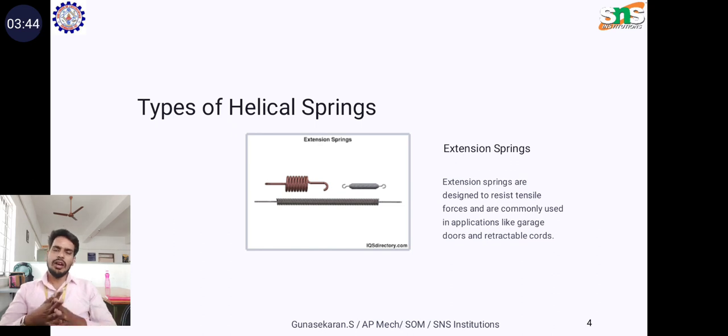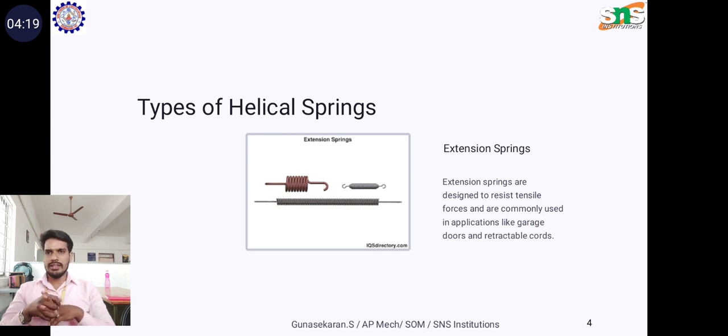Applications of extension springs are garage doors and tools and equipment. Garage doors means providing a counterbalancing force. Tools and equipment means tensioning mechanisms and retractable cords. Focus on the design considerations: factors such as wire diameter, coil diameter and length influence spring rate and maximum extension capacity.